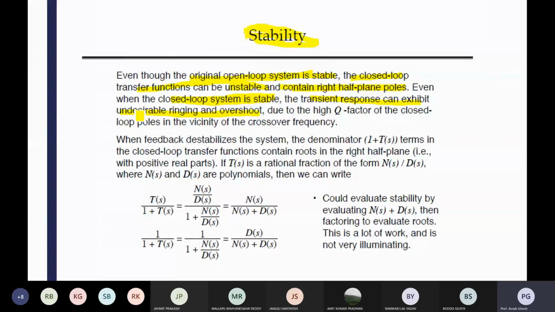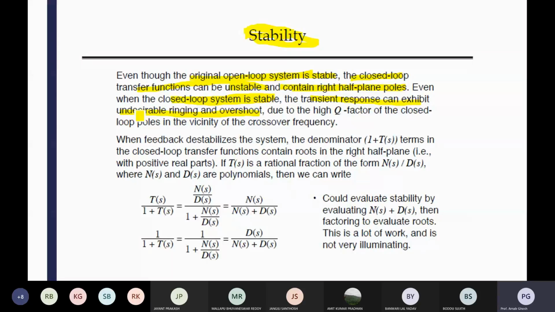Practically, when you are going to design, you have to overcome some practical issues like the ringing effect, meaning unwanted oscillations at the time of any signal. Then overshoot will be there. That is normally observed due to the high Q factor of the closed loop poles in the vicinity of the crossover frequency, which means the selection of the parameters is the most important issue.